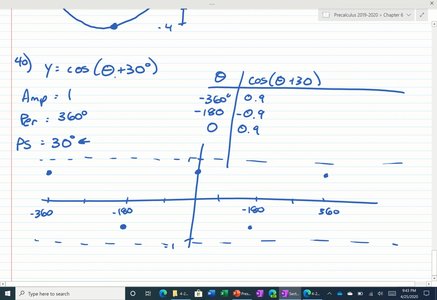But this plus 30 means the graph went to the left 30. So normally the graph of cosine looks like this, right? So if the graph is going to the left 30, I would imagine instead of being at 1 right here, it would be moved this way to the left 30. So, and all these points are shifted a little bit over. Something like that.